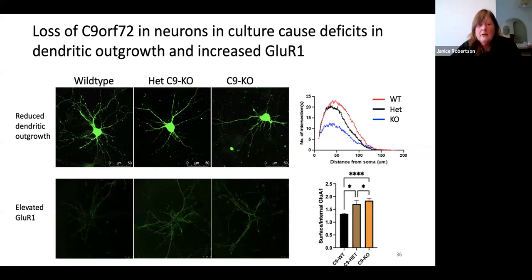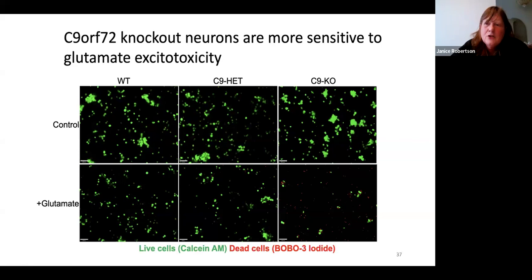And the other thing that we had found in the animal model, and that had been found in iPSC neurons, is that when you have loss of C9orf72, you have elevated GluR1 levels as well, which you can see here, and this is quantified here. And then importantly as well, when we do a glutamate excitotoxicity, that's the second hit. When we do that, we can look at live cells using calcein AM, which is green, and the dead cells, BOBO-3 iodide, is red. You can see in the control situation your neurons all look nice and healthy, and then you add glutamate, and you can see all the red here, and there's red here as well, that these C9orf72 knockout neurons are more sensitive to glutamate excitotoxicity. They're more sensitive to that second hit.